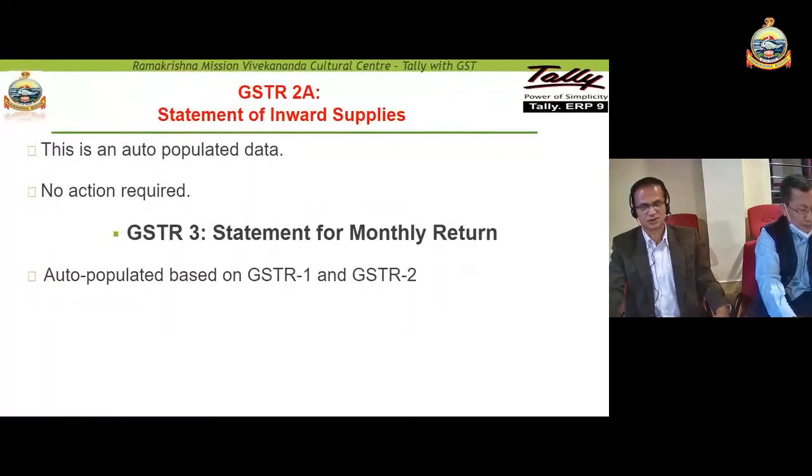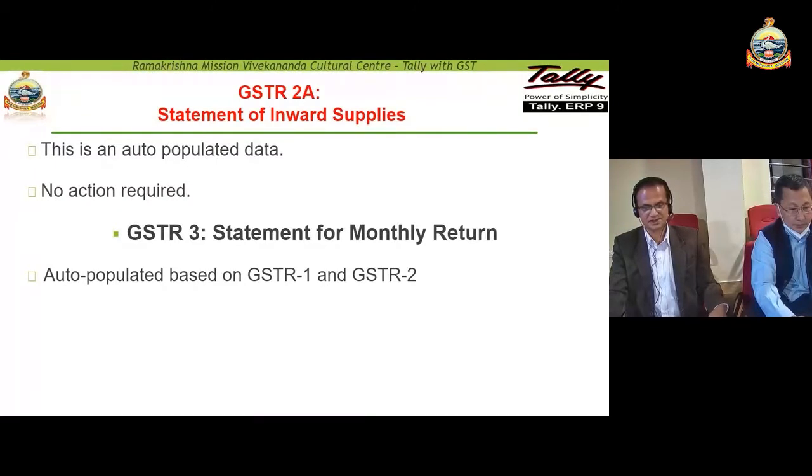GSTR2A, hardly anything to do. It is auto-populated data, hardly any action required, until and unless you find that this statement, whatever is there in GSTR2A, is not correct to your record. If it is not correct to your record, then only you are required to make the amendments and then submit it by 15th of the following month. Because by the 10th, when GSTR1 is submitted, your GSTR2A gets auto-populated and it is visible. And supposing everything is all right, then nothing is required. Otherwise, you have to amend it and resubmit it by the 15th of the month.